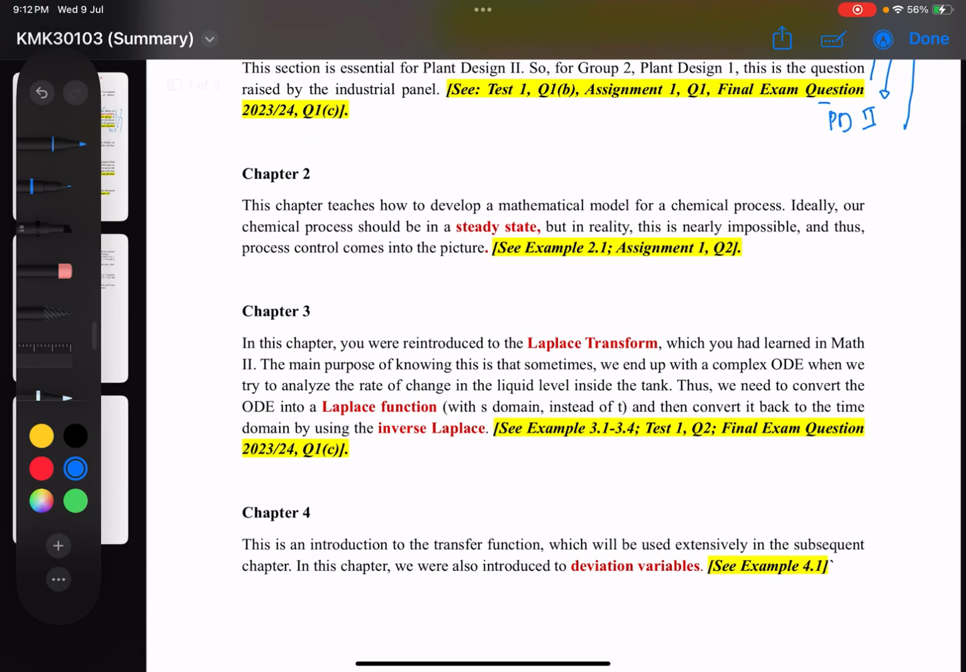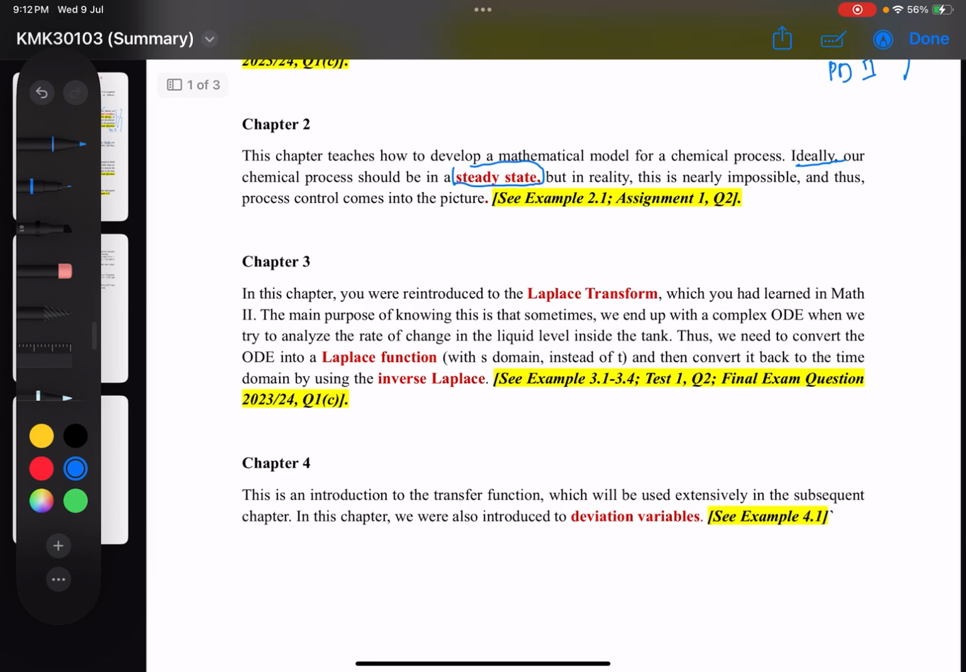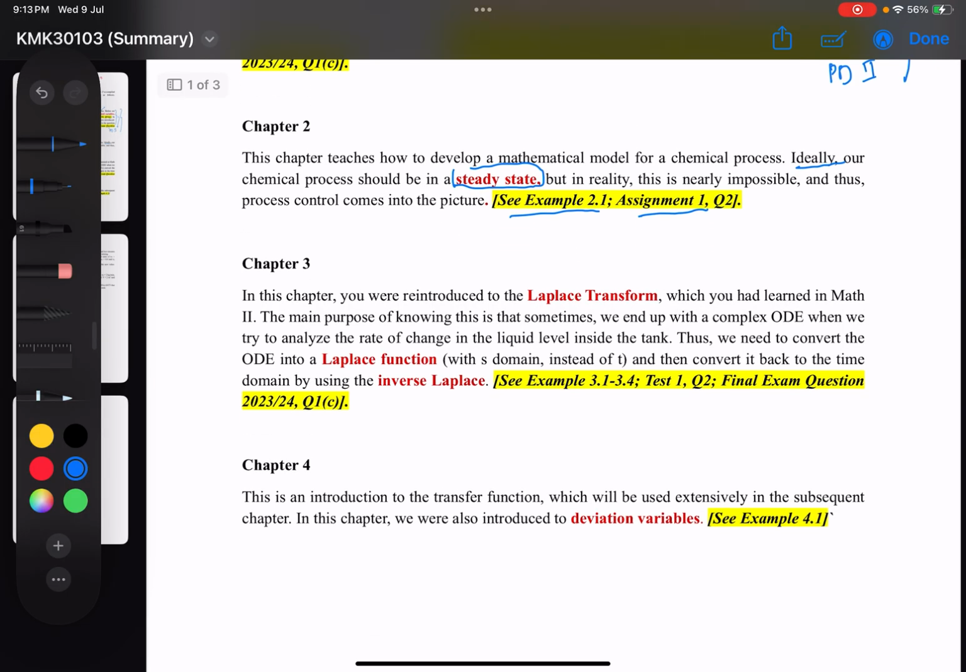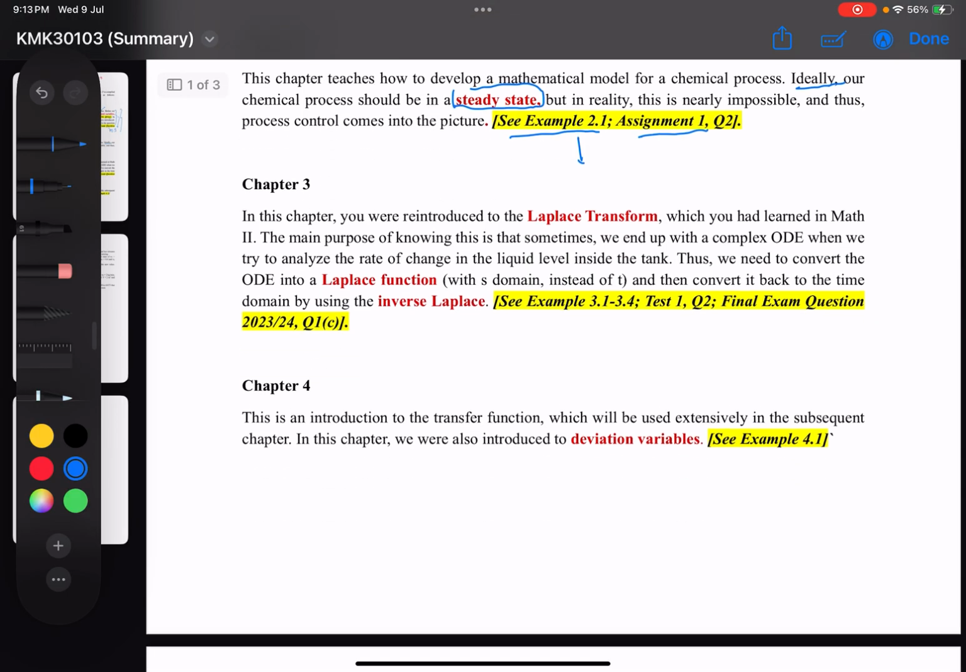Ideally, we want our chemical process in a steady state, but in reality, it is almost impossible for us to have the steady state throughout the operation. Thus, process control comes into the picture. So see example 2.1 together with assignment 1, question number 2. Example 2.1 will be discussed later.